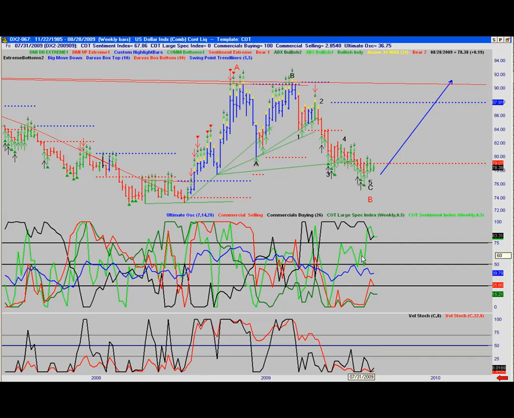Now you'll notice this light green line, just to clue you in on what it is. It's the sentiment index, and we have seen the sentiment index go up to a relatively extreme level, which is telling you that folks are bullish on the dollar at this point. Well, it might be a little early to become a bull in the dollar.